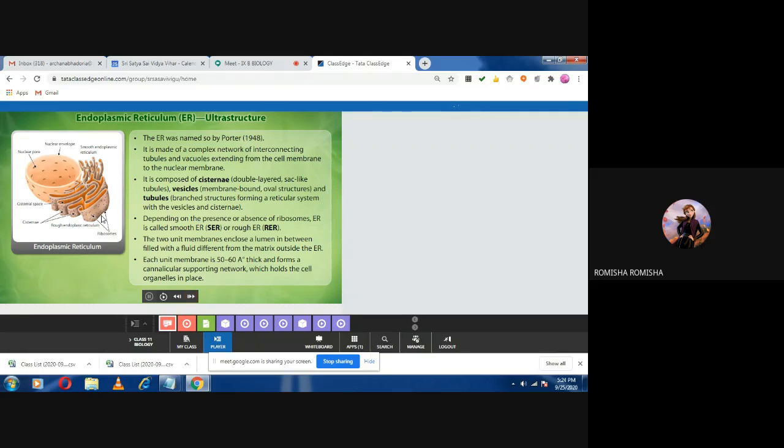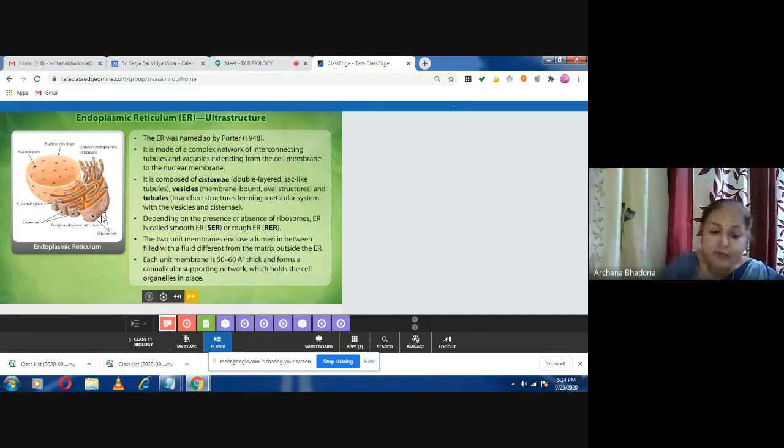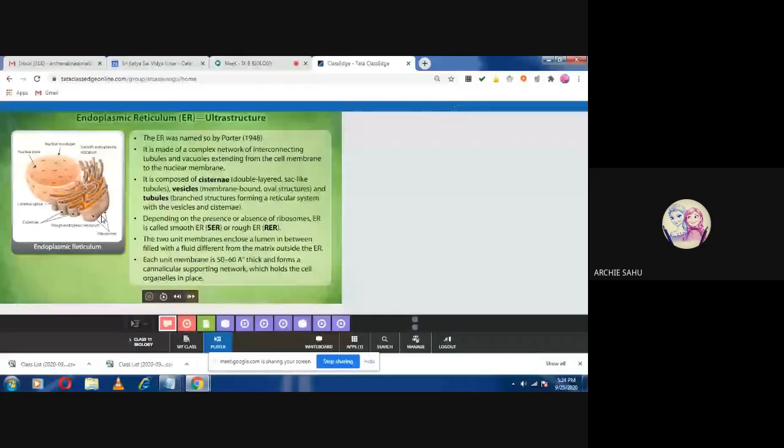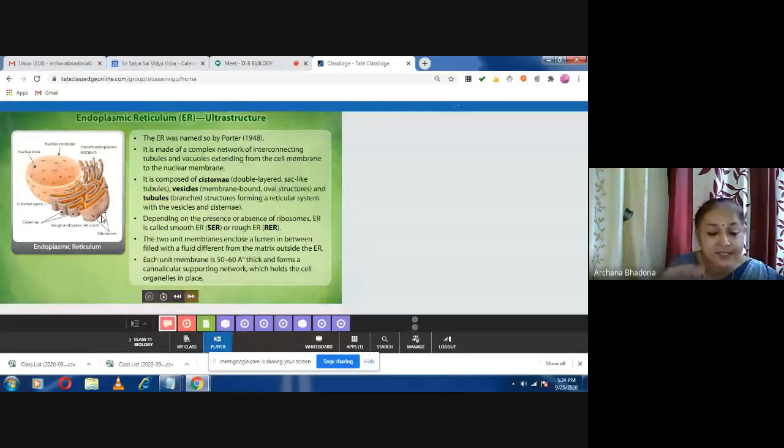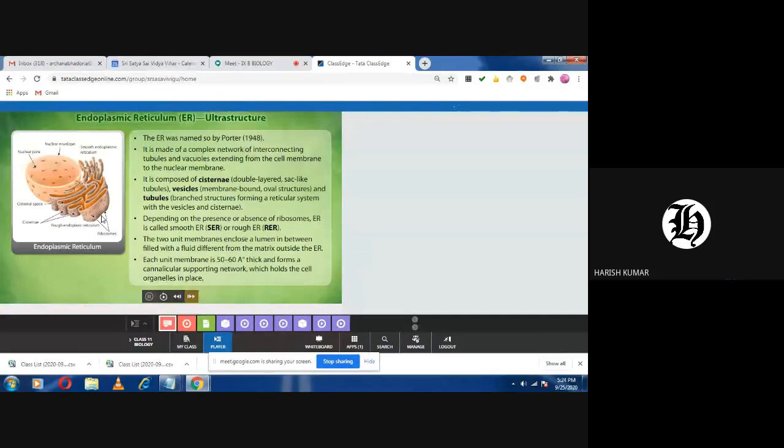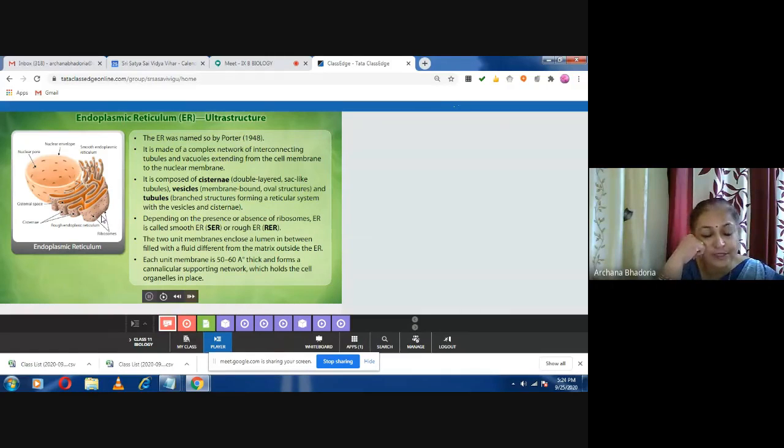Okay. Now what is the smooth endoplasmic reticulum structure? Lipid synthesis. हाँ, function is that, but structure क्या बोलोगे? Without ribosome? They do not have ribosomes attached on their surface. बिल्कुल सही. They do not have ribosomes on their surface. So the surface appears smooth. Surface appears smooth. And they will do the lipid synthesis.